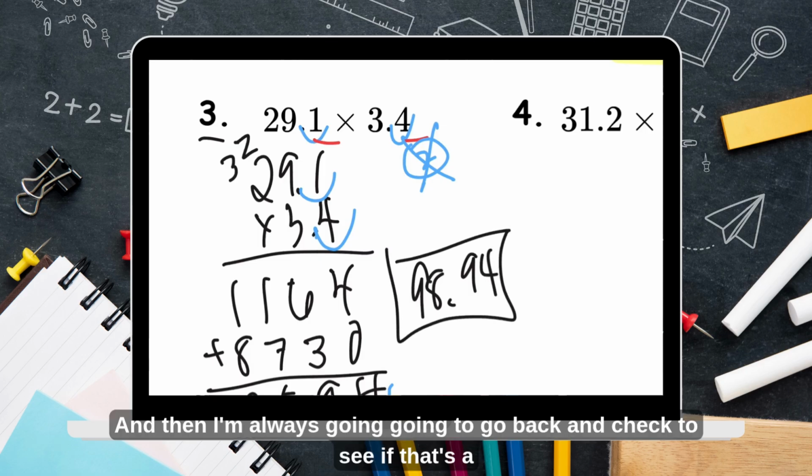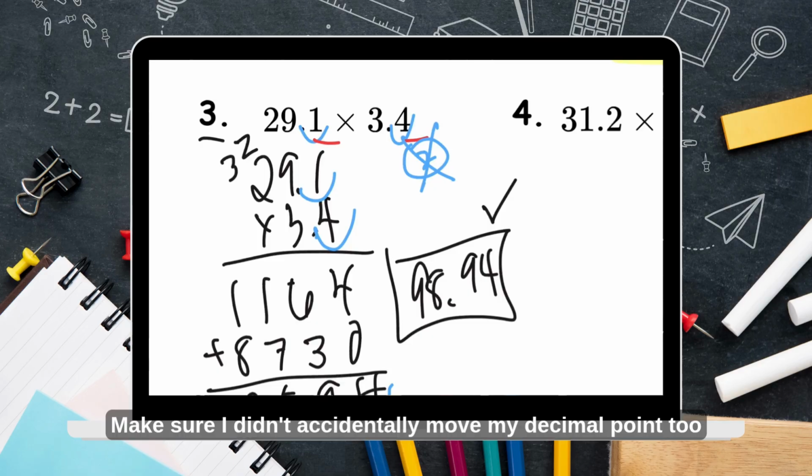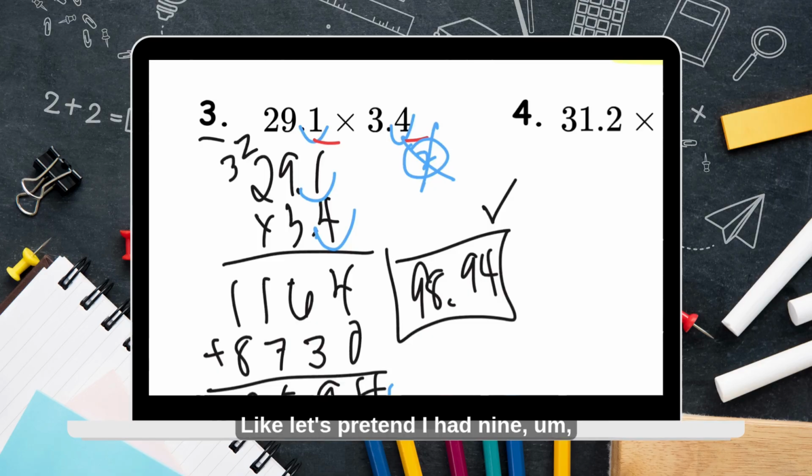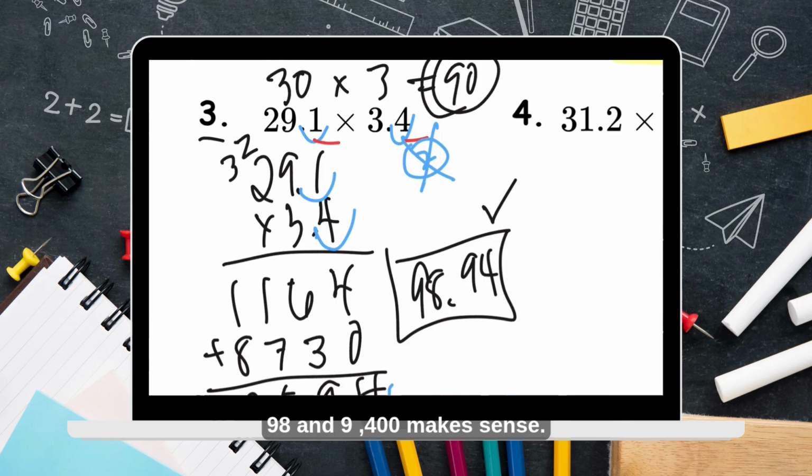And then I'm always going to go back and check to see if that's a reasonable answer. Make sure I didn't accidentally move my decimal point too many spaces. Like let's pretend I had 9 and 894 thousandths. Okay, here if I was going to estimate this or round, 30 times 3 is 90. So I know that my answer should be near 90. 98 and 94/100 makes sense. So I know that that's right.